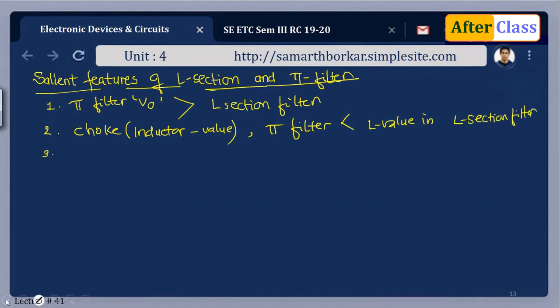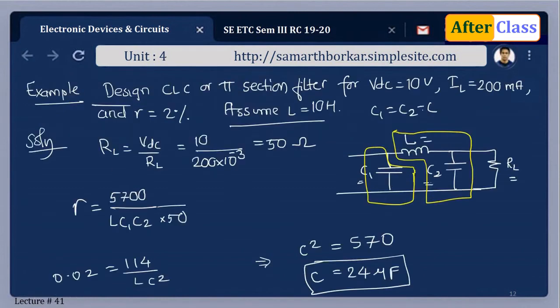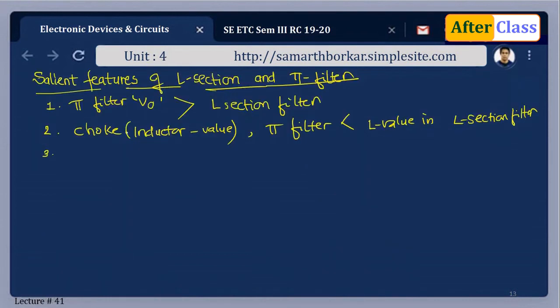The reason for this is, if you look at this circuit, a signal is traveling from this side, so at this point the signal is very much reduced because of this shunt capacitor, and then again we have another LC section filter. So I don't require that high a value of L because the ripples are very much reduced by the shunt capacitor filter. So that's the second point.